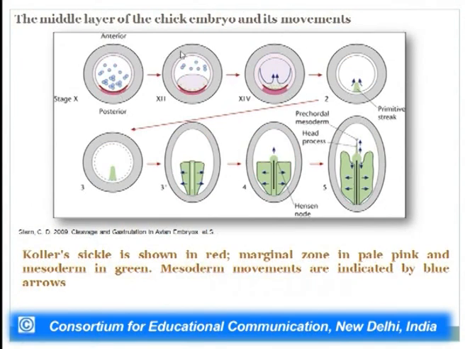Then we will follow the middle layer or the mesodermal layer, what happens and how that moves. So you can again see this is the colar sickle, and the middle layer, or the mesodermal cells, will start migrating from the lateral edges.